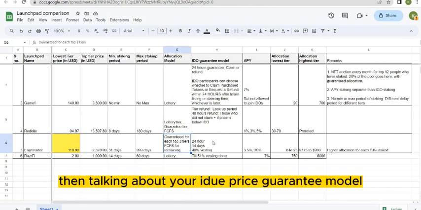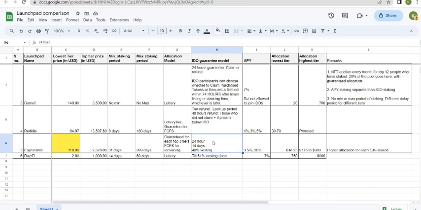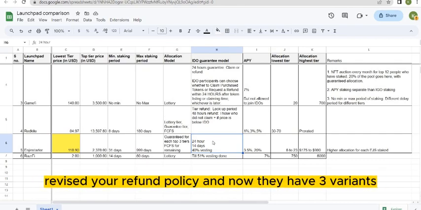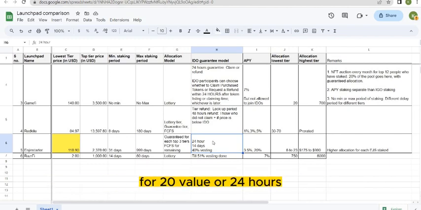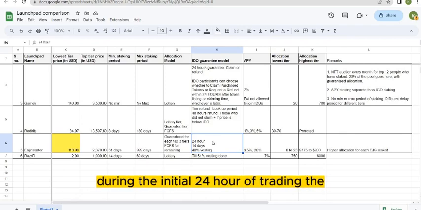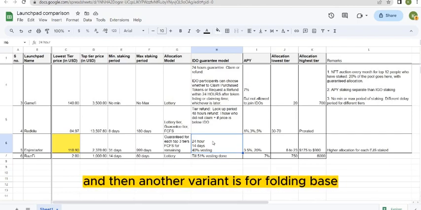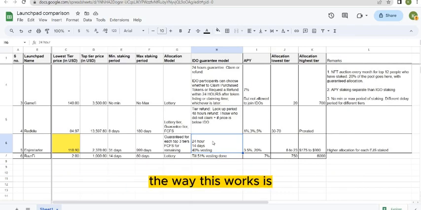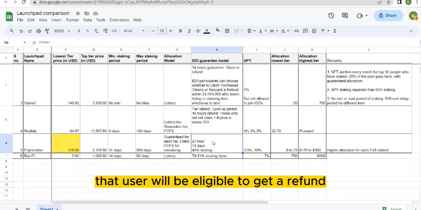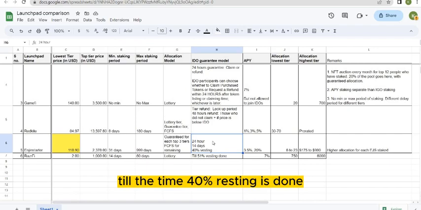Then talking about their IDO price guarantee model. They recently revised their refund policy, and now they have three variants. Number one variant offers you a guarantee valid for 24 hours. If the price goes below IDO price during the initial 24 hours of trading, the refunds will be triggered. Another variant is for 14 days, and the last one is till 40% of vesting is done. The way this works is that the user will be eligible to get a refund if the token price trades below IDO price till the time 40% vesting is done.